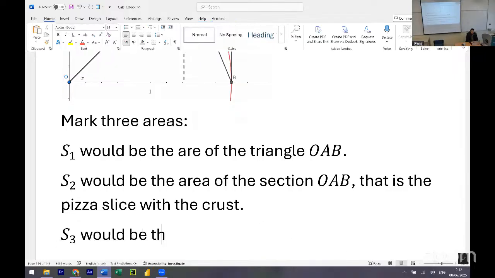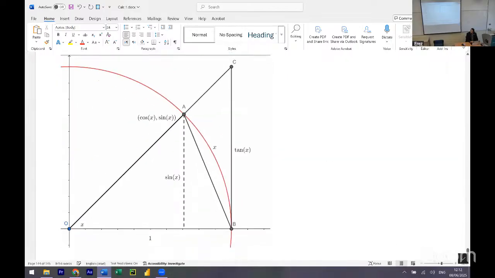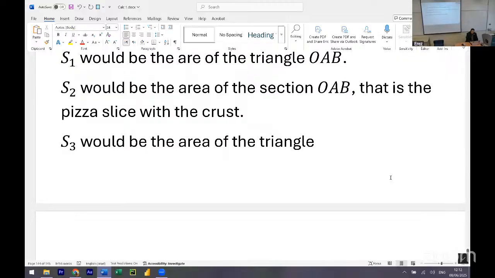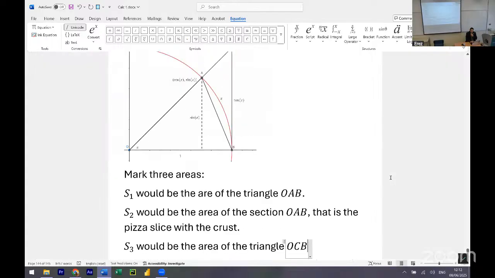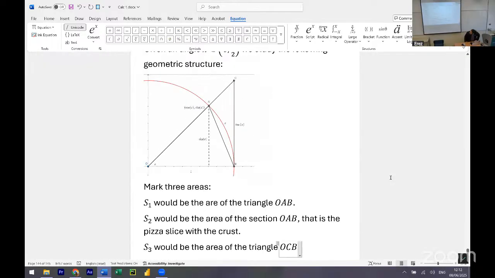would be the area of the triangle OCD. Okay? Let's zoom out a bit so we can look at everything at once. So we have that triangle over here. We have the section of the circle together with the pizza crust, and we have the big triangle. What is the connection, the geometric connection between these three shapes?